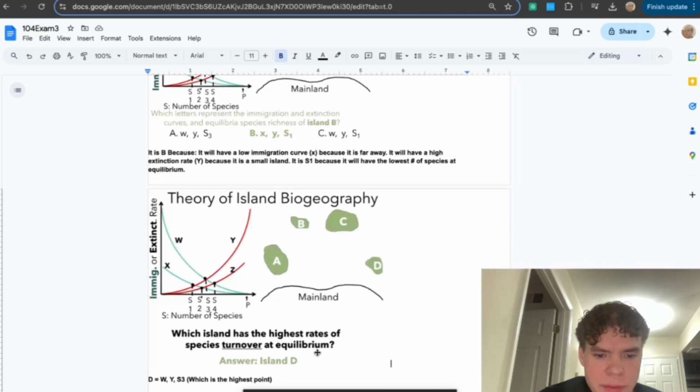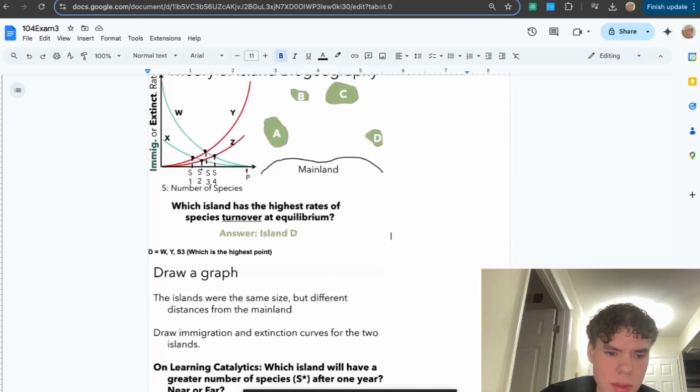Which island has the highest rate of species turnover at equilibrium? We would say D, because we're looking at S3, and S3 is equilibrium, right? And this is going to be the highest turnover rate. It's D because D is a smaller island, so it's going to have higher extinction, but also higher immigration. So it's going to meet here at S3, which would be the highest turnover rate at equilibrium. So I said D equals W, Y, S3, which is the highest point. That makes sense.